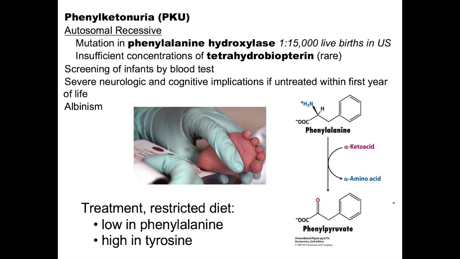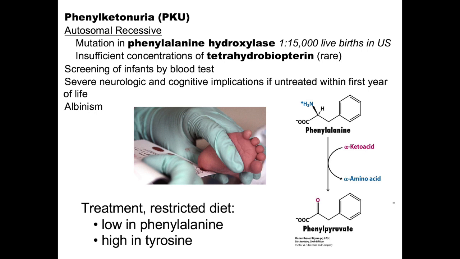Now, phenylketonuria is an autosomal recessive disease that results from a mutation in phenylalanine hydroxylase or insufficient concentrations of tetrahydrobiopterin. Mutations in phenylalanine hydroxylase occur approximately 1 for every 15,000 live births in the U.S. Deficiencies in the electron carrier, tetrahydrobiopterin, however, are rare. If phenylalanine cannot be turned into tyrosine, it's turned into phenylpyruvate instead. One of the things about metabolism is if you can't do things the right way, there are plenty of wrong ways to do things, and this is evidence of one of them.